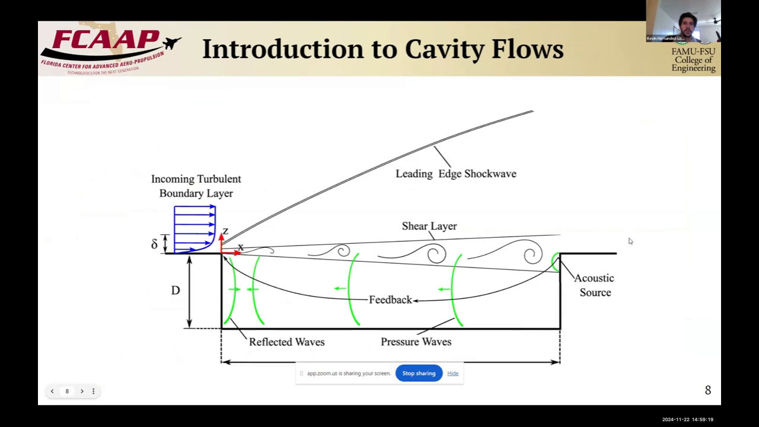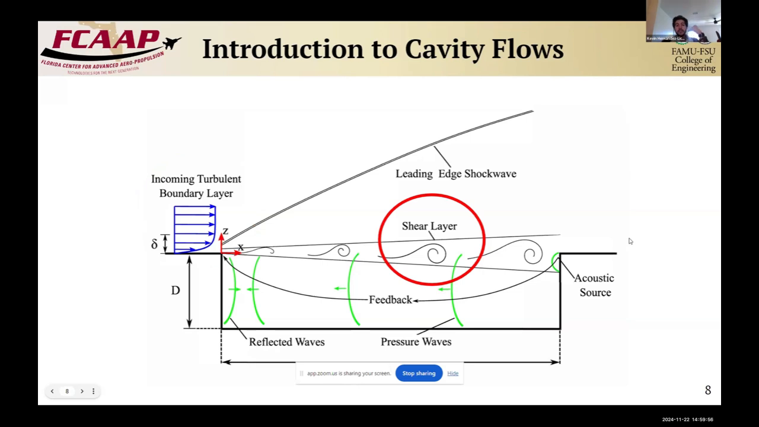So in this figure, we display the key features of the cavity flow diagram. First, we have the incoming turbulent boundary layer. And now in our context, this is going to be coming from the underside of that parent aircraft. Next, we have that boundary layer separating over the cavity and creating this shear layer. It contains large and small instabilities, and is created as it goes over that leading edge.